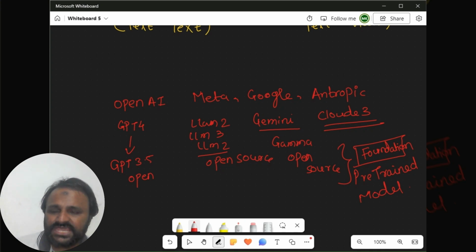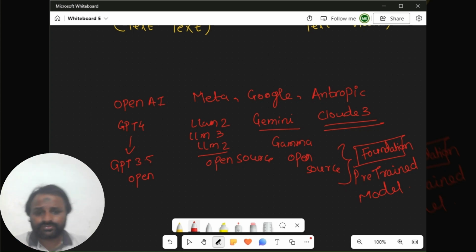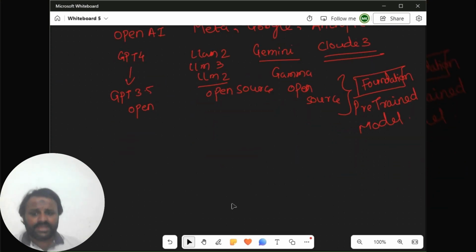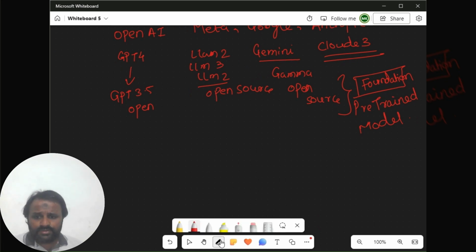Because they are trained on huge data, whatever internet data is present. The model is totally trained on internet data, live data or real time data. That's why fine tuning. So what exactly are the big organizations doing? They are taking the pre-trained model, or I can write the foundation model as well.